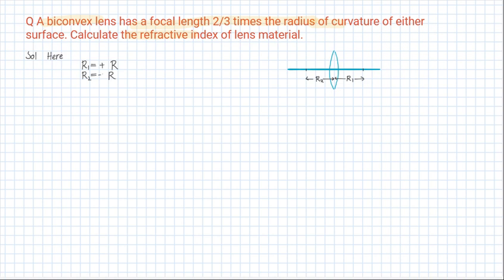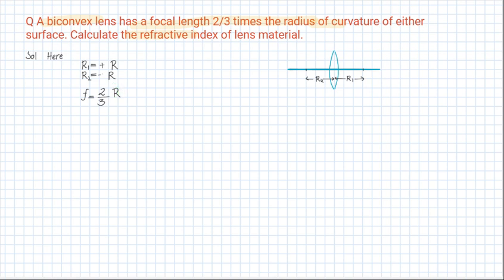Now the next important point they have given is that the focal length is 2 by 3 times the radius of curvature. So if F represents your focal length, then according to the question, the focal length equals 2 by 3 times R, where R is your radius of curvature.